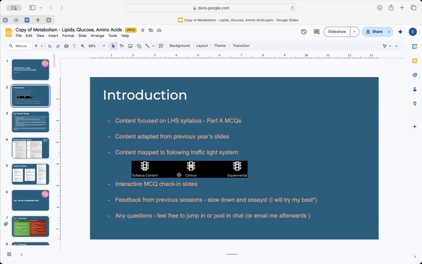There's three interactive multiple choice check-in slides. And I think from previous sessions that you guys have had, the feedback is to slow down and to include essay related things. So because I'm conscious that we might not get through all of the left-hand side topic, just because of how big it is, I've put loads of clinical bits and experimental evidence at the end of the slides so that if we have time, we can start to have a look through them. But you'll also get a copy of the slides so you can have those notes in general.